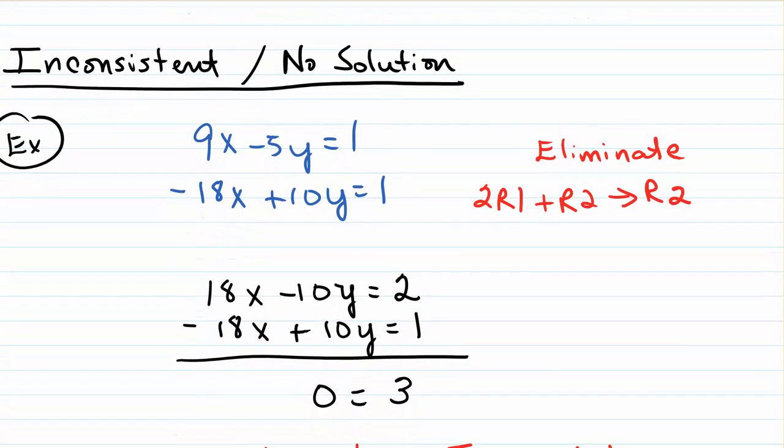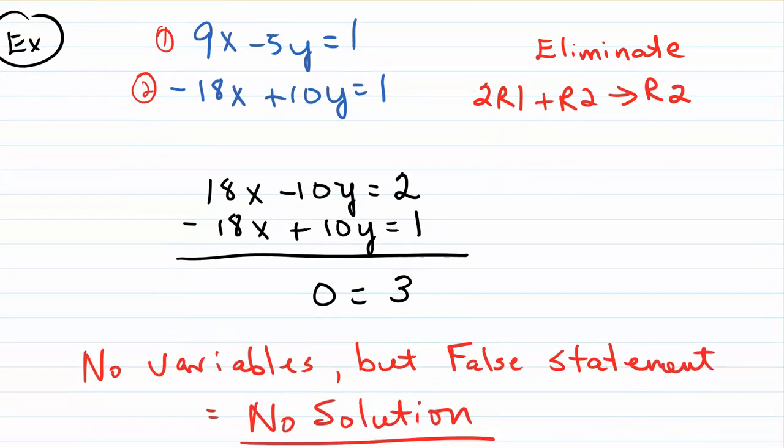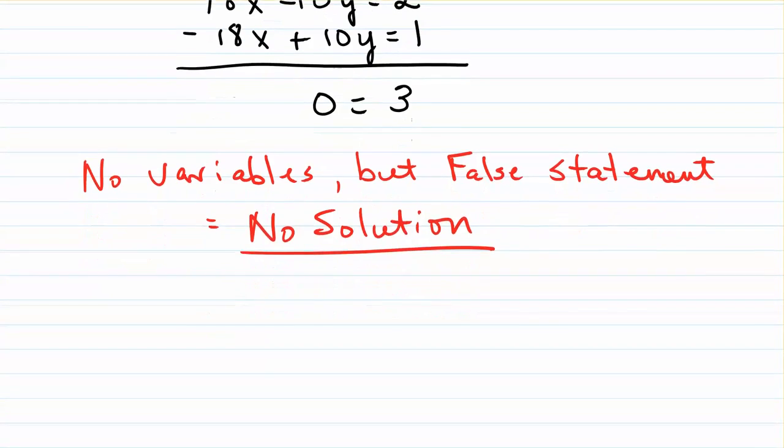All right, let's look at one of those. So here's my two equations, and I'm going to multiply row 1 by 2, and I'm going to add row 2 to it to get a new row 2. So 2 times this one will give me 18x minus 10y equals 2, and then I'm going to add the original row 2, and I end up with 0 equals 3. So I've eliminated the variables, but I have a false statement. That gives me no solution.